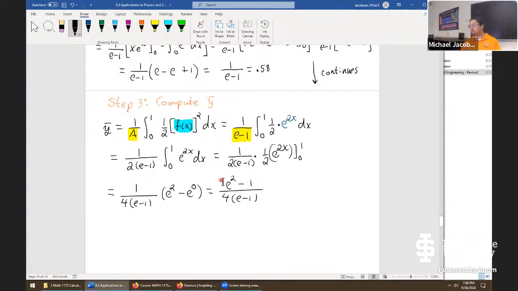That answer is totally fine, but in the back of the book, they probably wouldn't give that answer. Usually the back of the book, it's almost like they're showing off. They start to simplify things. This one does simplify. It's good practice with factoring. e squared minus 1 is a difference of squares. So it can be factored as e plus 1 times e minus 1. Below is 4 times e minus 1. That gives us a simplification. So now we've got e plus 1 over 4. And we're ready to approximate.